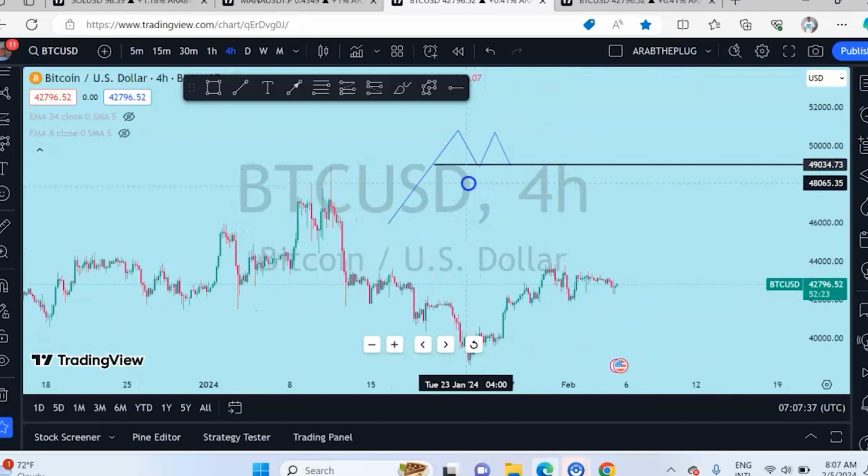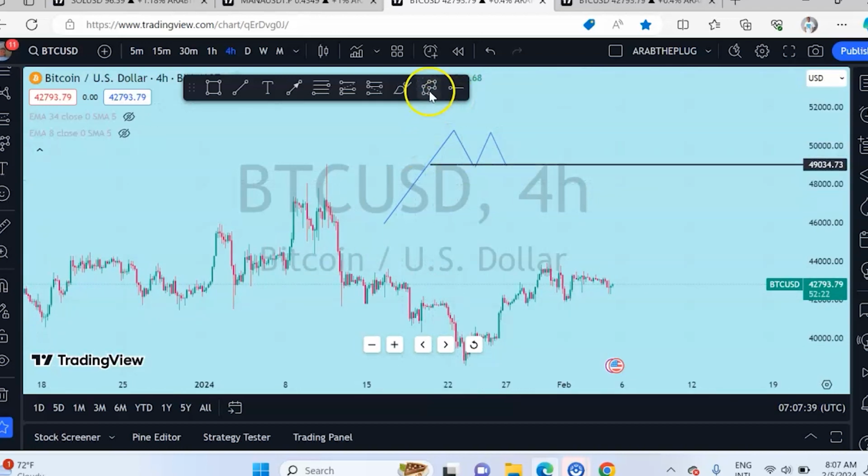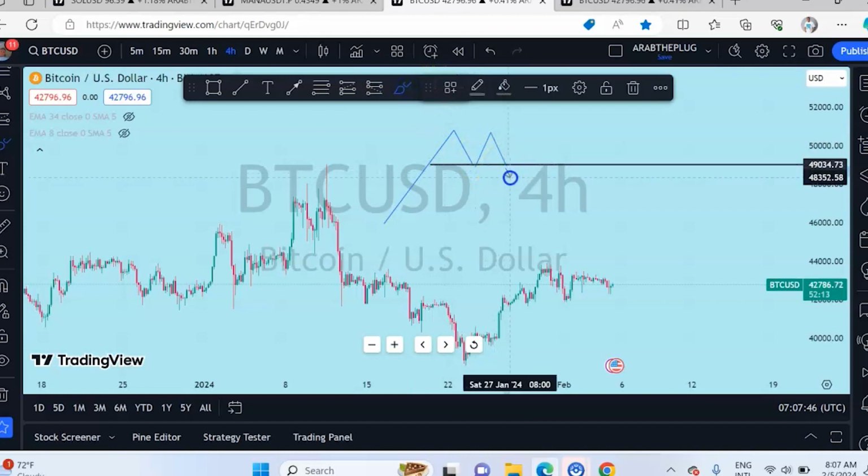So how do you trade the double top pattern? It is simple. You wait for the break of this neckline. Then most times you wait for a pullback and enter a short, even though most of the time the pullback does not happen.